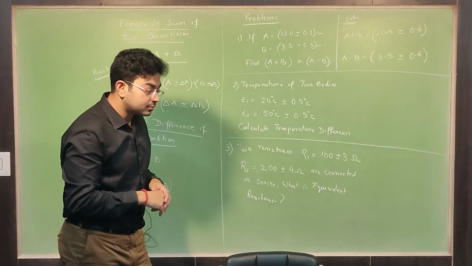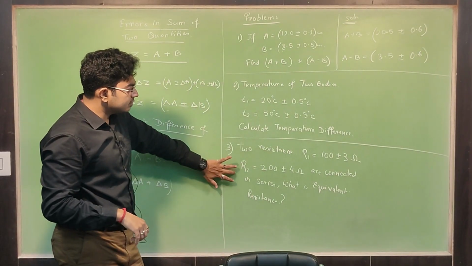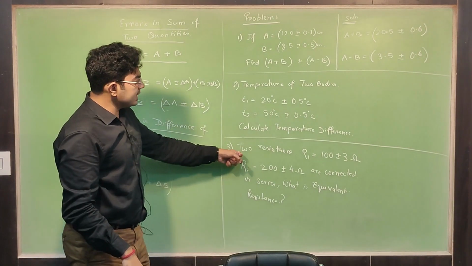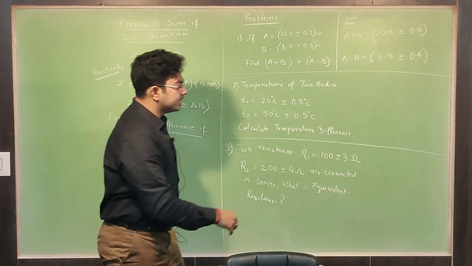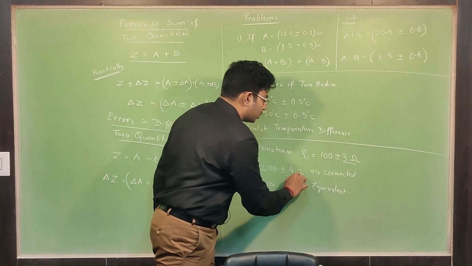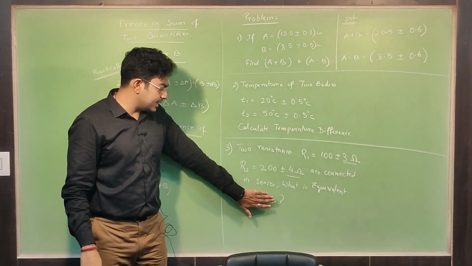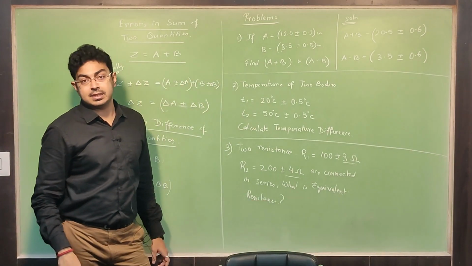Is it clear? Now let us do this one. Two resistances R1 and R2 are given, along with the errors in the R1 and R2 measurements, and they are connected in series. What is the equivalent resistance?